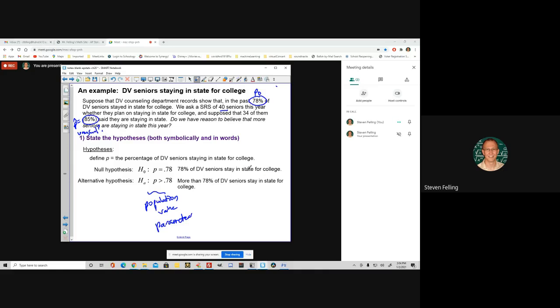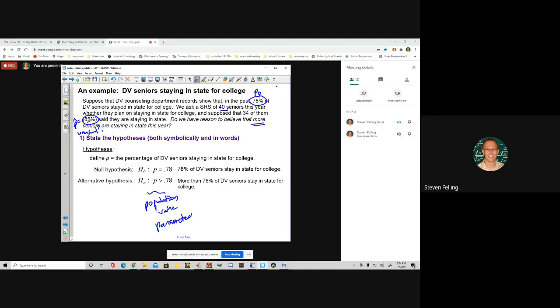Okay, so the alternate hypothesis, this is what we're investigating. What we're investigating is based on this wording: do we have reason to believe that more seniors are staying in state this year? So if more were staying in state, then we would say HA, the alternate hypothesis, is that the population percentage that are staying in state is now greater than 0.78.